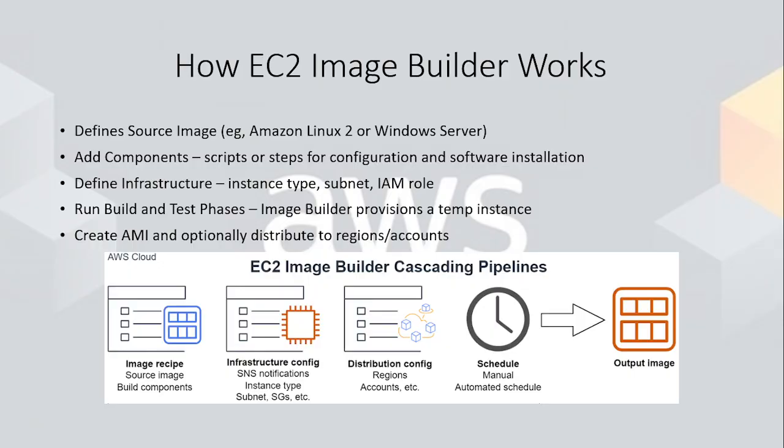When you run the pipeline, Image Builder automatically provisions a temporary instance, applies your configuration, and runs any tests you define to ensure the image is stable and secure. And finally, it creates a new AMI that's ready to launch. You can even have Image Builder automatically copy it to multiple regions or share it across accounts. This hands-off automated approach saves hours of repetitive work and ensures consistency across environments.